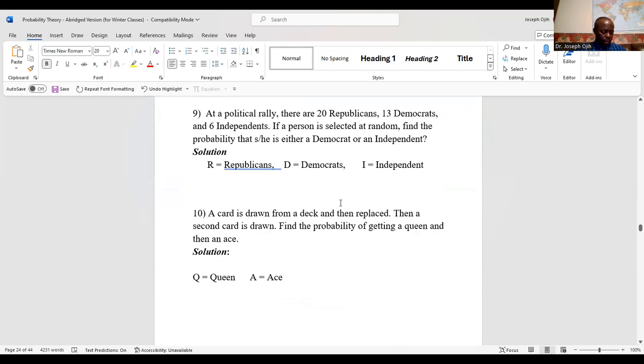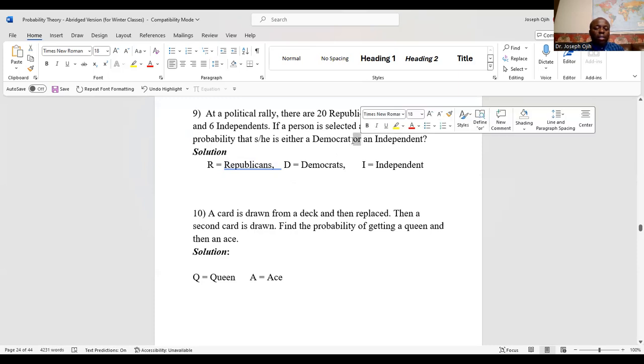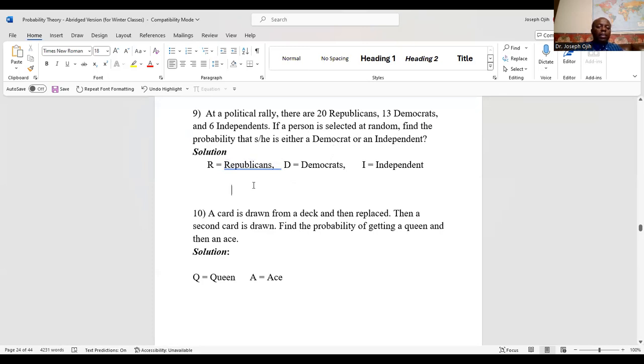It says here, at a political rally, there are 20 Republicans, 13 Democrats, and 6 independents. If a person is selected at random, find the probability that he or she is either a Democrat or a Republican. See, the keyword there is or. This or tells us that we are going to use the addition rule.